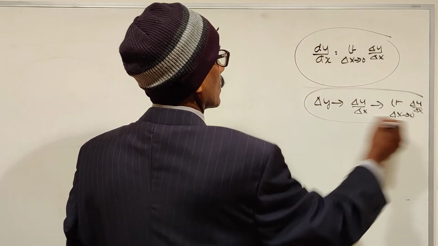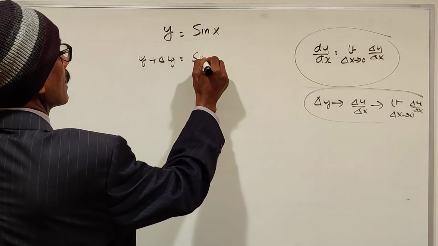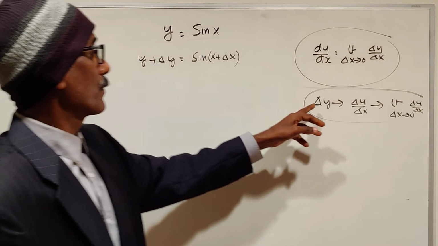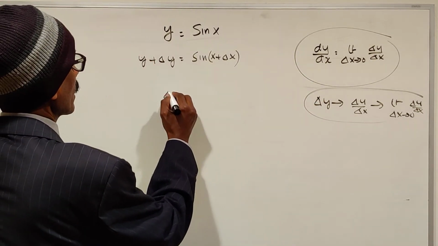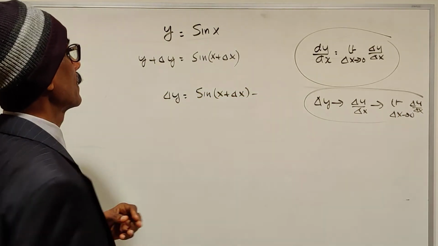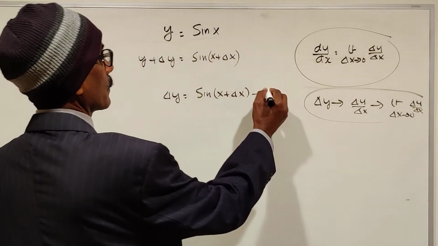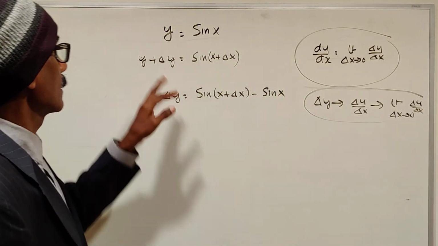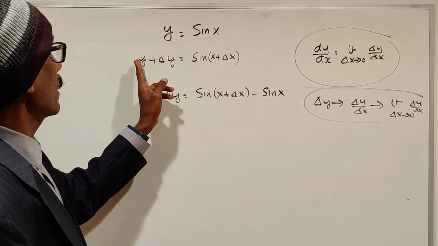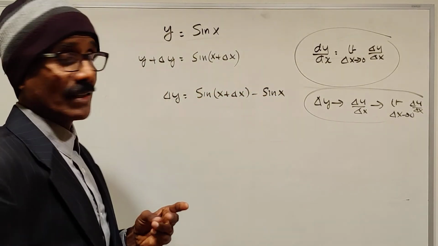That is the method. Okay, first y plus delta y equals sine of x plus delta x. Then we need to find delta y. Delta y equals sine of x plus delta x minus y. Y is what? Sin x. You understand? See, when you move this y to the right hand side, this is positive y. When you go to the other side, negative sin x. Or you can subtract y on both sides.